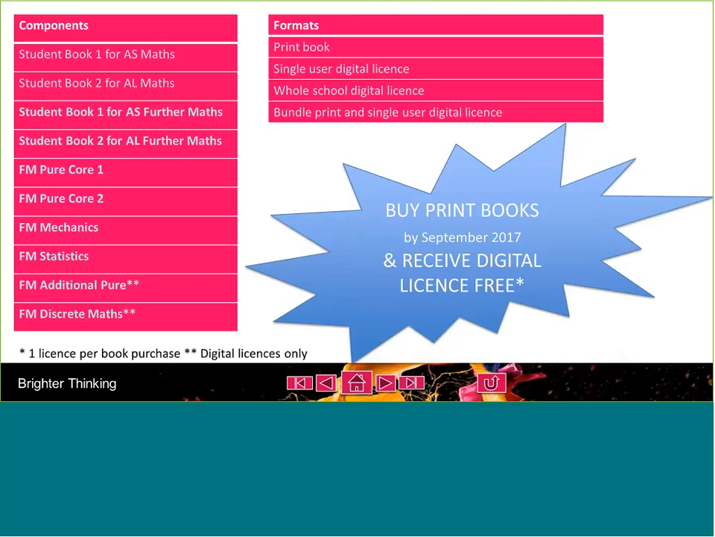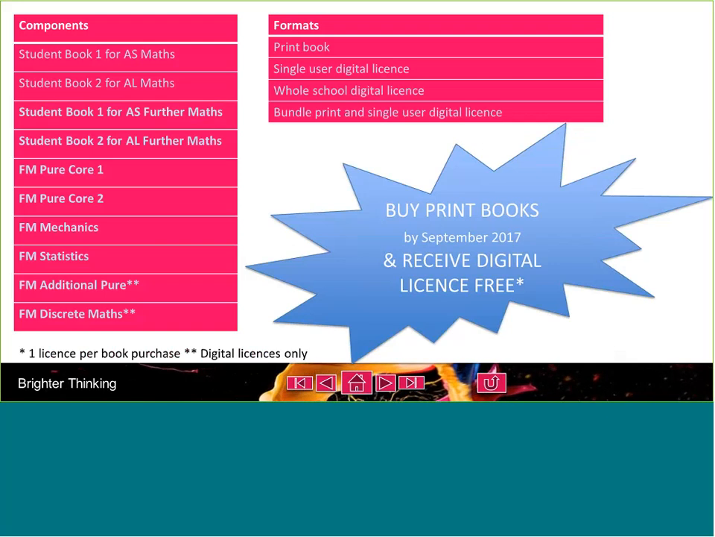Thanks, Carl. I'm just going to quickly run through the resources that we cover. We have Student Book 1 and 2 that cover the A-level maths, and then we also have Pure Core, Mechanics, Statistics, Additional Pure and Discrete maths as well. All of these come in print, or a bundle of print with a single digital license, or a single digital license or a whole school license. The only difference is Additional Pure and Discrete, which are digital options only.